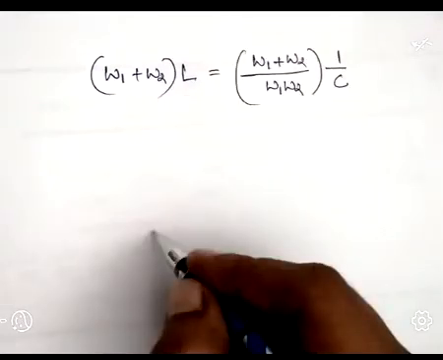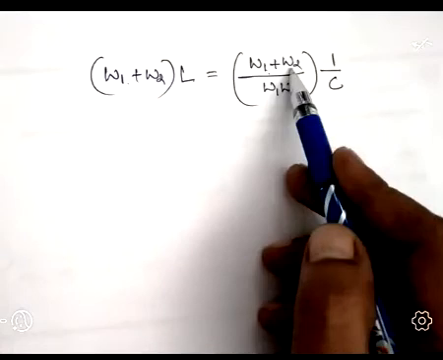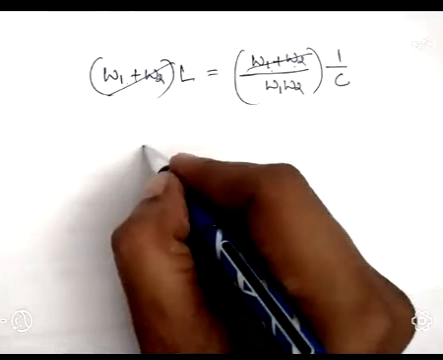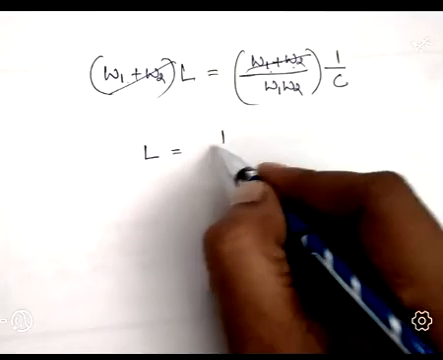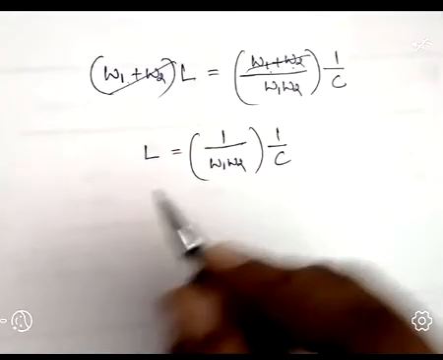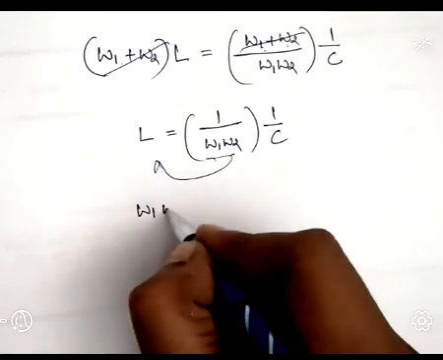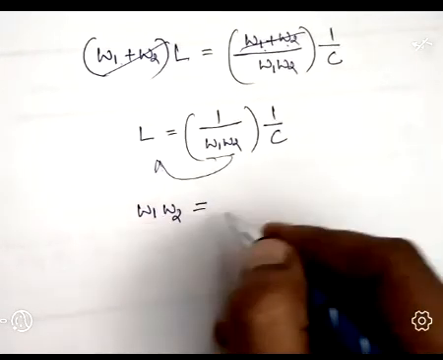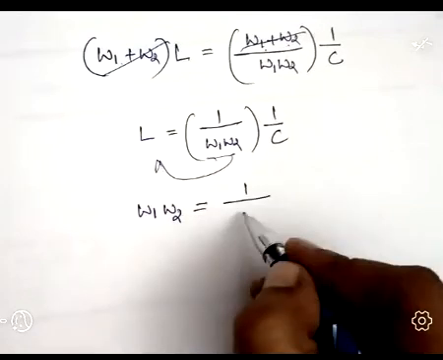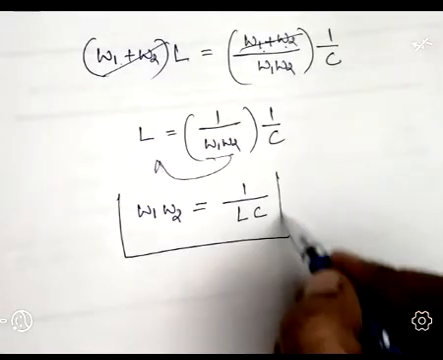Okay, here also omega 1 plus omega 2 is there, here also omega 1 plus omega 2 is there. So these two things get cancelled. What is left? L into 1 divided by omega 1 into omega 2 multiplied by 1 by C. So I will take this term on the LHS, hence omega 1 becomes the numerator: omega 1 into omega 2 equal to 1 divided by L into C. This point you have to remember, omega 1 into omega 2 equal to 1 by LC.